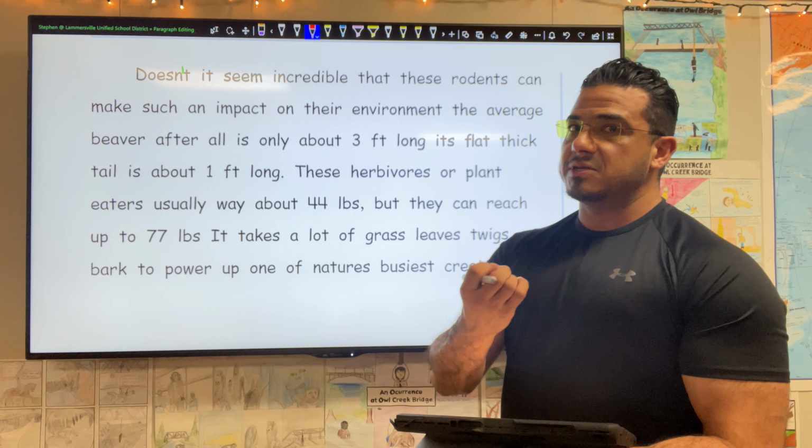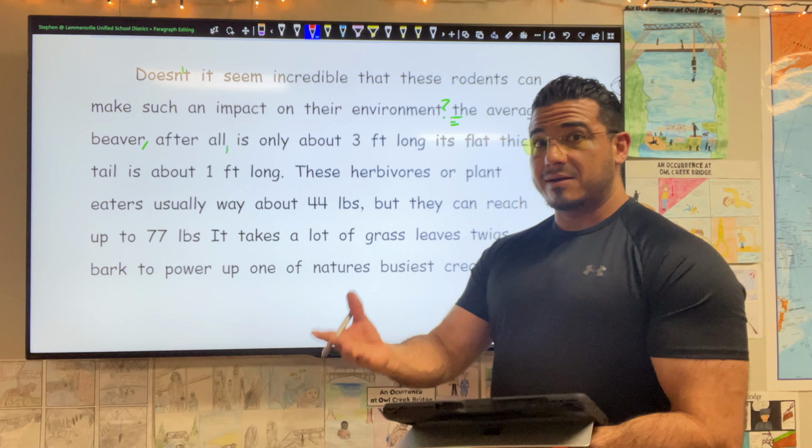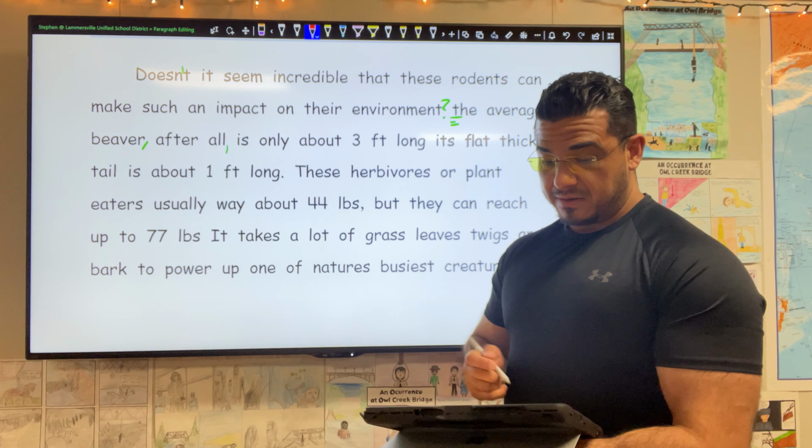New sentence, that definitive article we're going to capitalize. So the average beaver, comma, after all, that's an appositive. We're inserting just an additional detail or insight, or in this case, an elaborative element, is only about 3 feet long. Notice we have FT as an abbreviation. Anytime you have an abbreviation, whether it's a title or otherwise, please be sure to conclude that abbreviation with a period. It does not end the sentence. Instead, it just showcases that you are in fact using an abbreviation. So it is only about 3 feet long, period. You've concluded that thought.